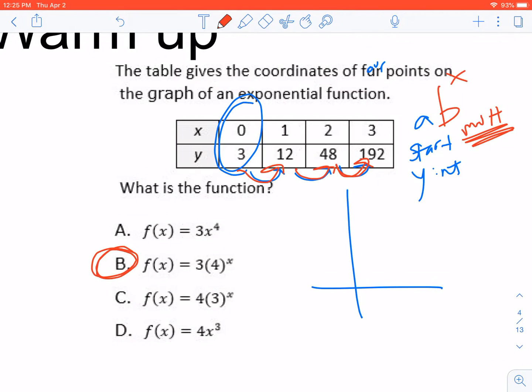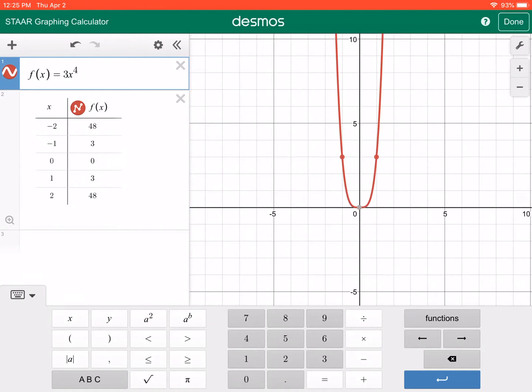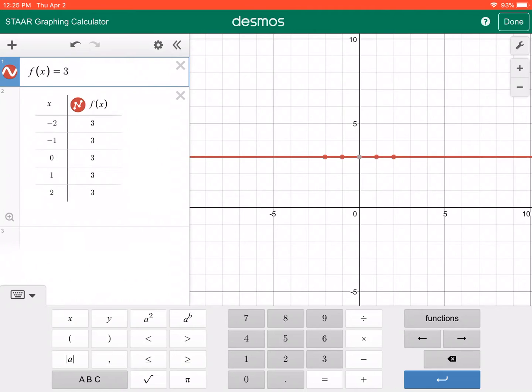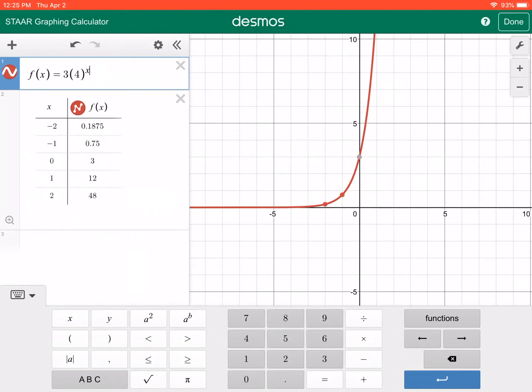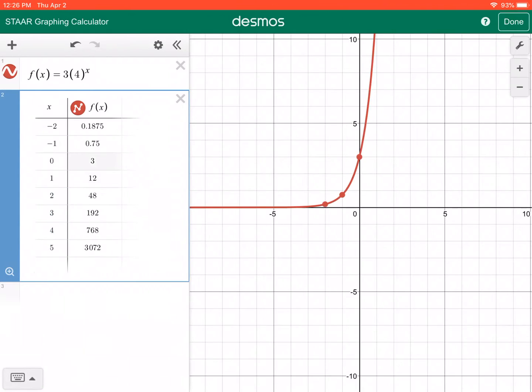I figured out B without my Desmos because 3 is where I start, right here. And then I'm multiplying by 4 every time I go to a new number, and that's in my multiply spot. Now, just to show you that I'm not making things up, you can also check it. I'm just going to change this first function that I typed in. So it says 3 times 4 to the x power. And then right here is where we start to see the numbers in our table. We had 3, 12, 48, and then 192 in the table that was given.